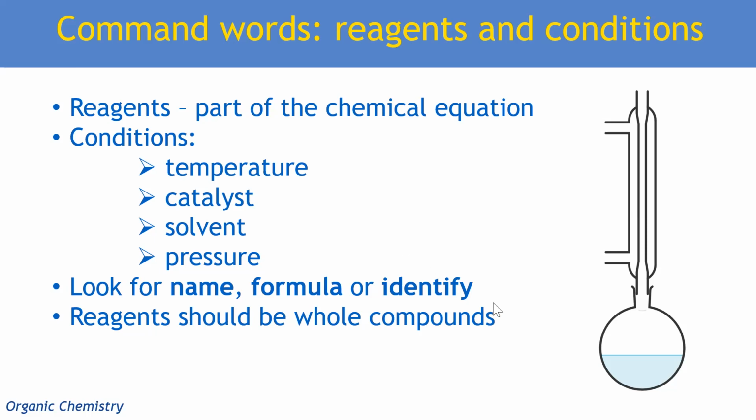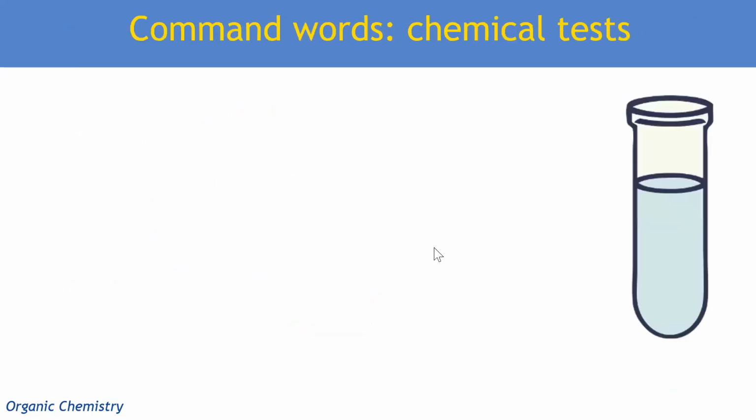Okay, so reagents and conditions are important. Look for name, formula. What about if we're asked to test? So another common thing would be how to test for particular organic functional groups. And there's a little page in your little workbook to remind you of lots of the different chemical tests that you could be asked. So we don't want to go learning all those chemical tests and then lose silly marks because we didn't quite give the information that they're after.